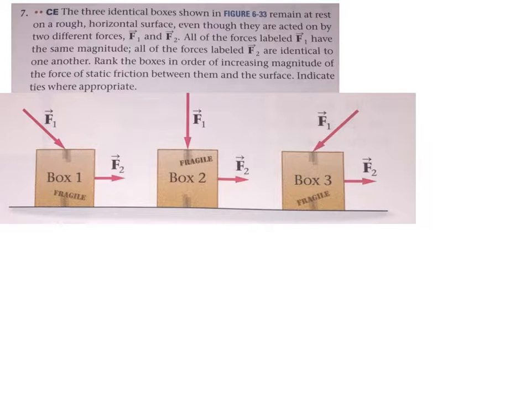Chapter 6, Number 7. The three identical boxes shown in the figure remain at rest on a rough horizontal surface, even though they are acted upon by two different forces, F1 vector and F2 vector. The rough part means that there is friction. That's the physics shorthand for there's some noticeable friction.